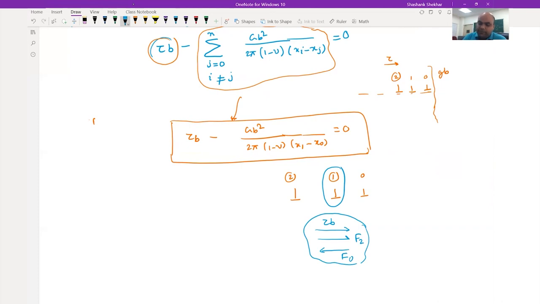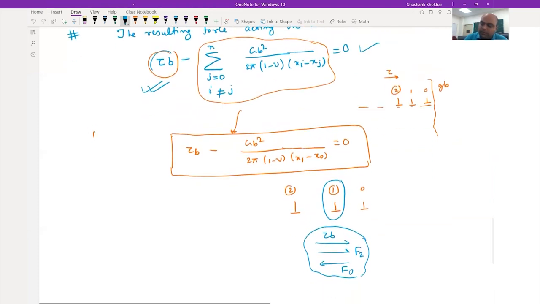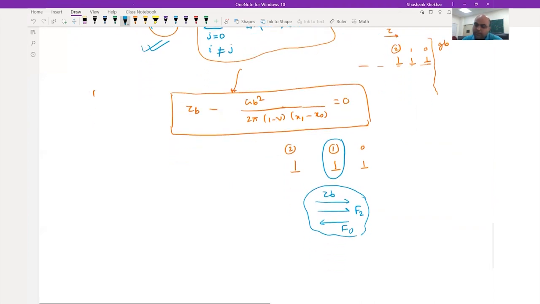And if you use this particular equation on the top, you can solve this very nicely. Okay. And remember, n is the number of dislocations in the pileup. So this is the generalized equation, this one, for the resulting force on the ith dislocation if you have n number of dislocations in the pileup.